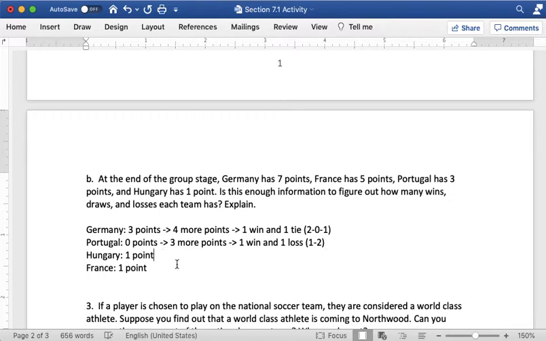And then Hungary started with 1 point, and now they have 1 point, so they must have 2 more losses.